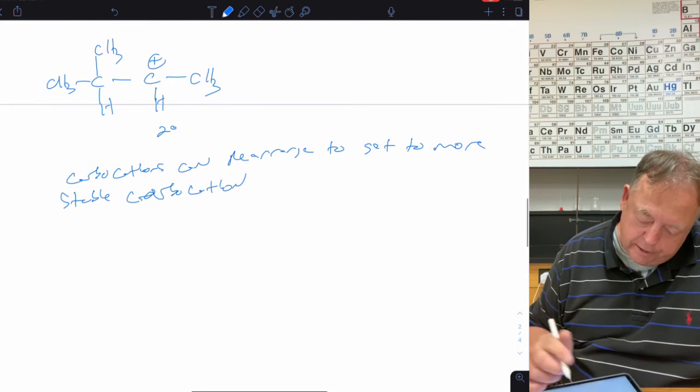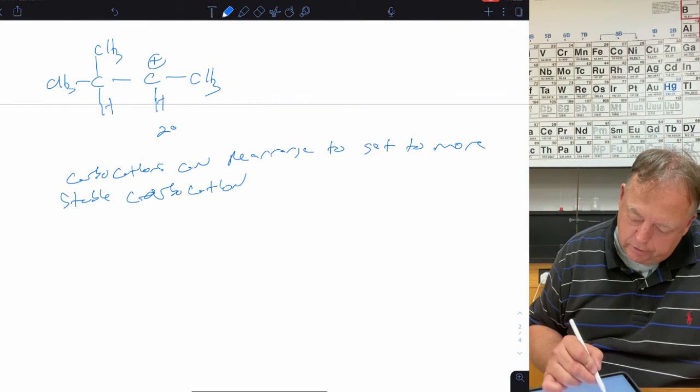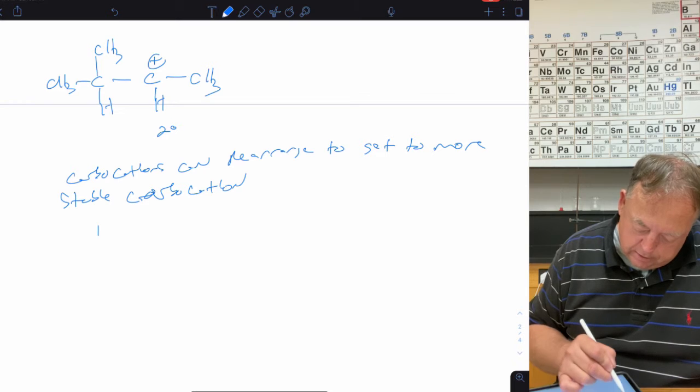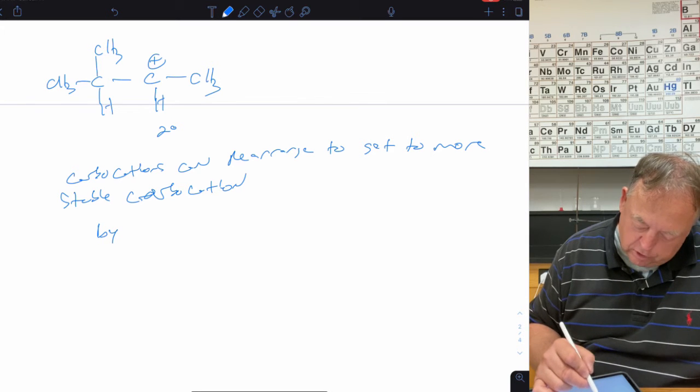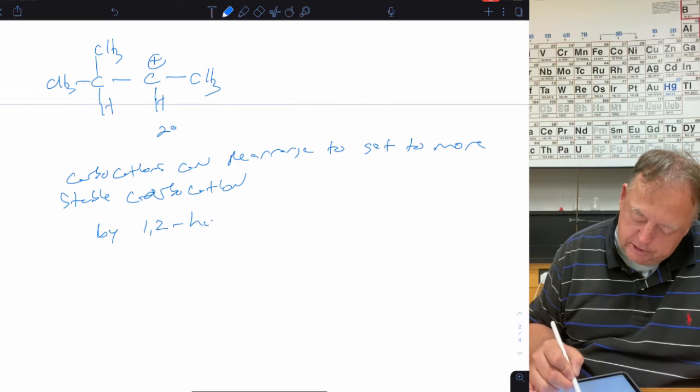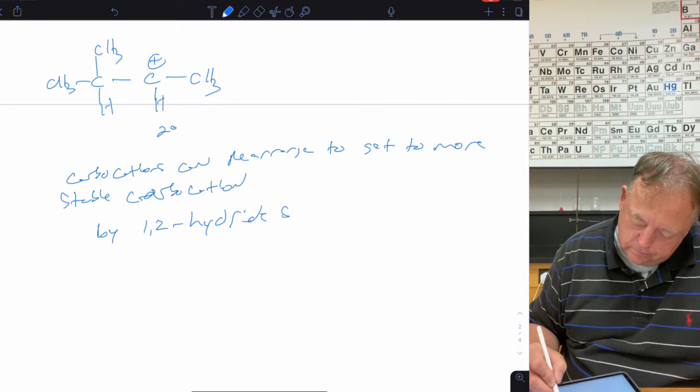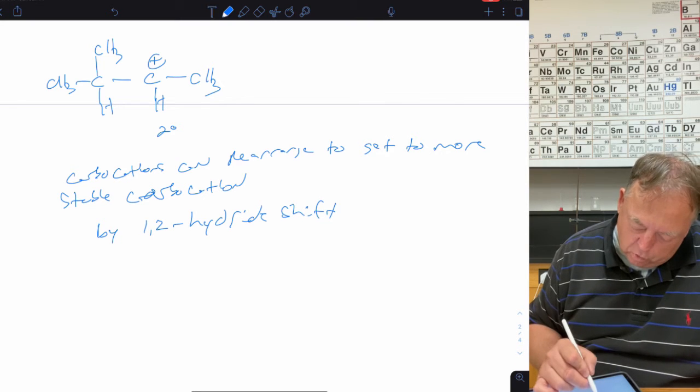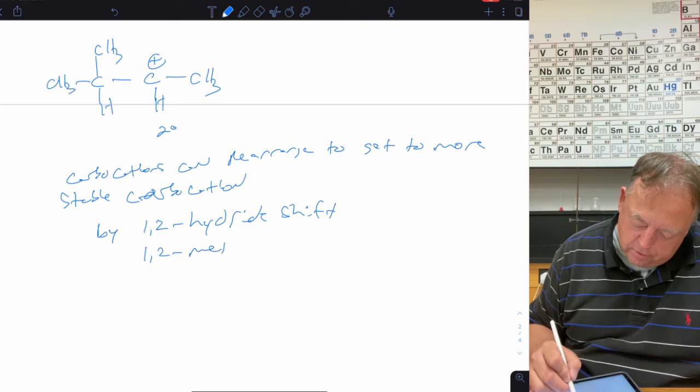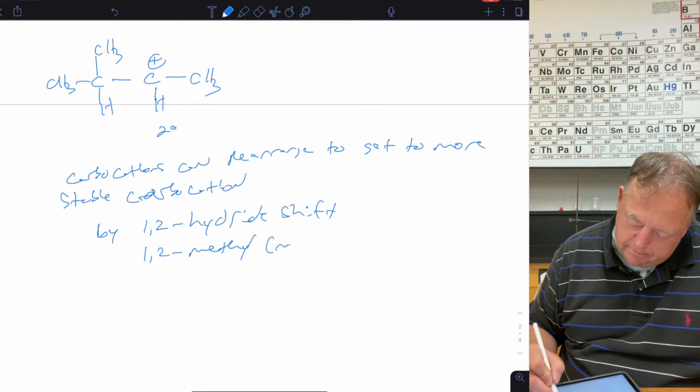So how can they arrange? We'll look at 2 ways that they can rearrange. One is by what's called a 1,2 hydride shift, or they can do a 1,2 methyl, or technically a methide shift.